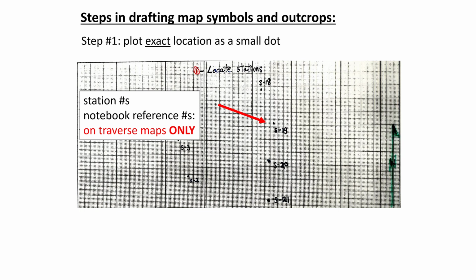Step 1 is plot the exact location where you have made the measurement as a small dot on your traverse map. The station numbers shown beside the dots, the S- number, are reference numbers to refer back to the station numbers in your notebooks. These are plotted only on your traverse maps, and they are not transferred to your final map.